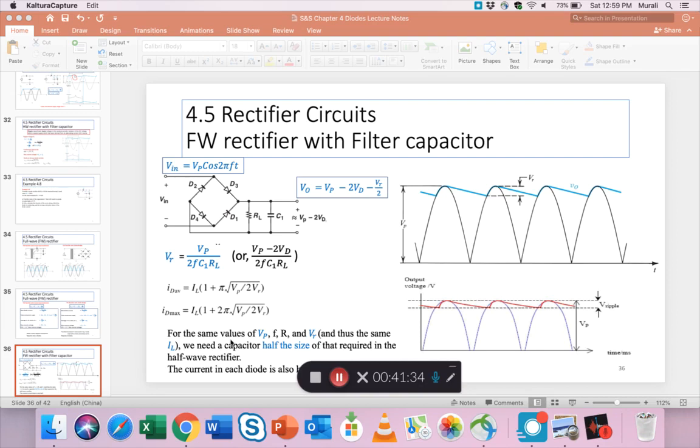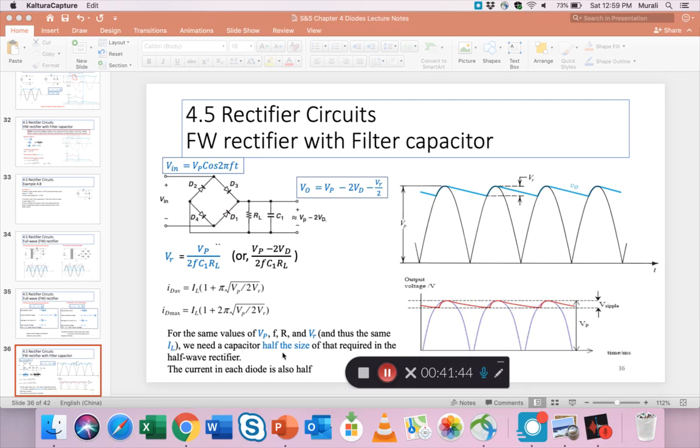One important interesting fact here at the bottom: for the same values of Vp, Fr and V ripple, and the same I load, the capacitor value is only half the size of that required in the case of the half wave rectifier. So the current also in each diode becomes half.